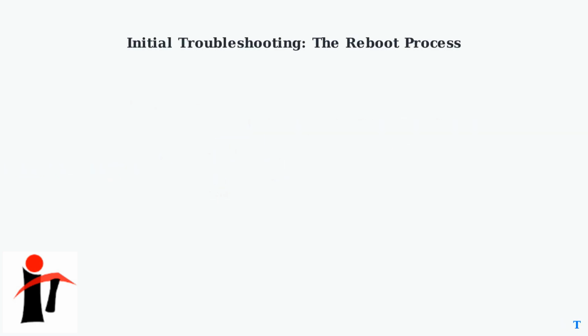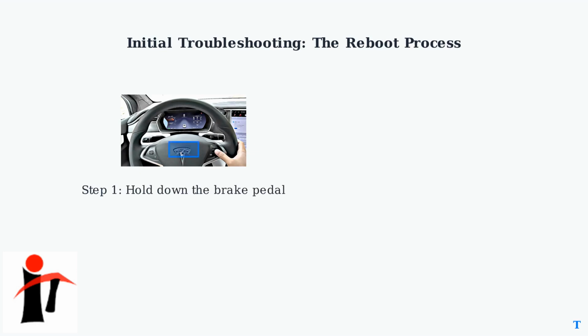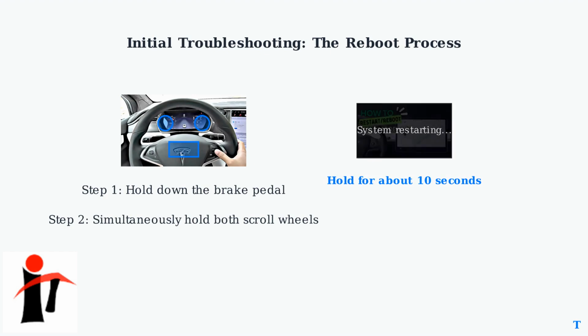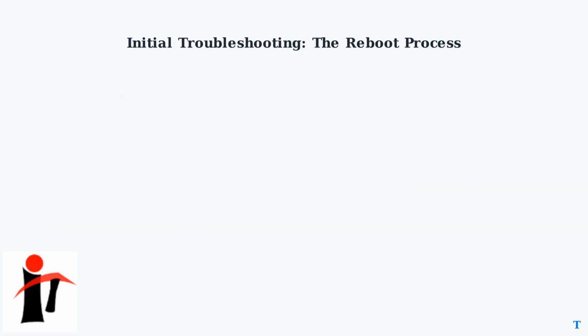The first and often most effective step is a simple reboot. Power cycle your Model 3 by holding down the brake pedal and both scroll wheels on the steering wheel simultaneously for about 10 seconds. The screen will go black and the system will restart. This clears temporary glitches in the camera's firmware that can cause it to malfunction. After the reboot, check if the camera is functioning correctly.